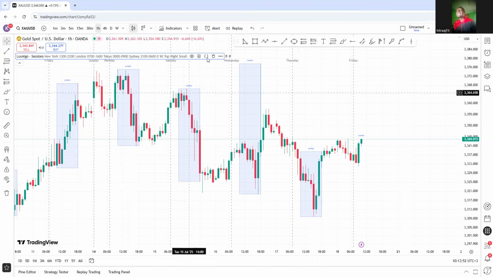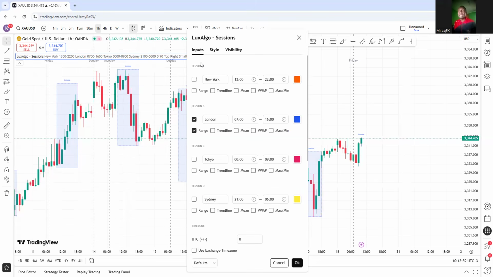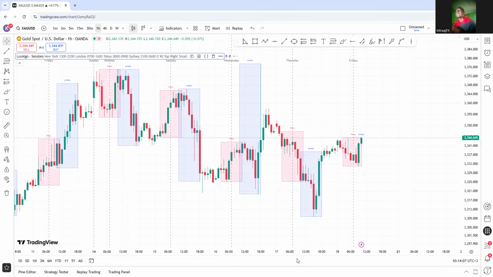But for me, basically, I normally leave 2 sessions on board: the previous session and the current session. For example, right now, if I want to trade London session, I will leave on board Tokyo session and London session. That is what I will do, so that I can see what was the previous session high and the previous session low, because most of the time the market tends to go to the previous high or the previous low before it decides to take any other direction.